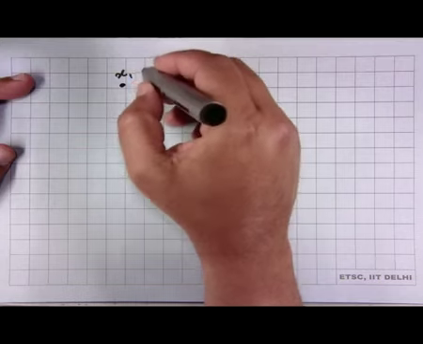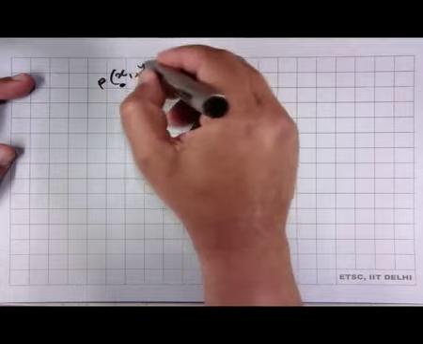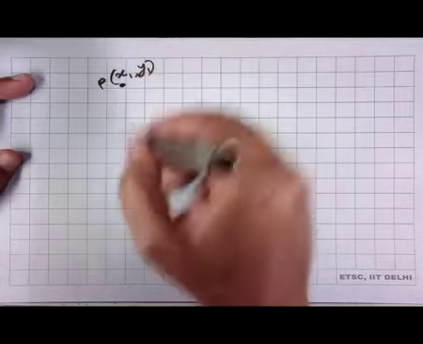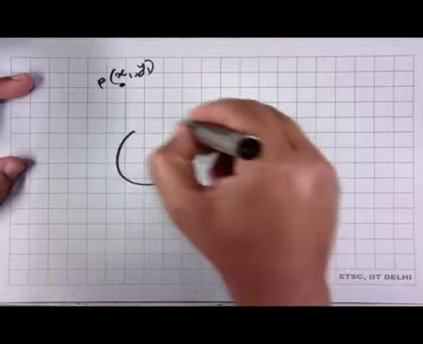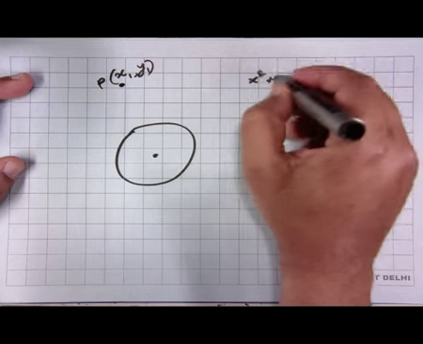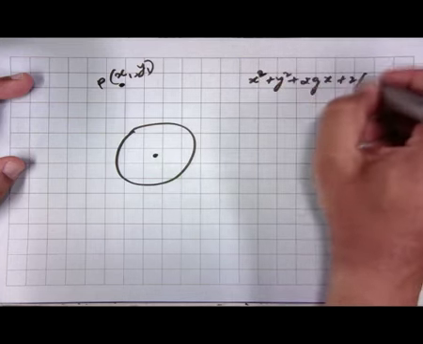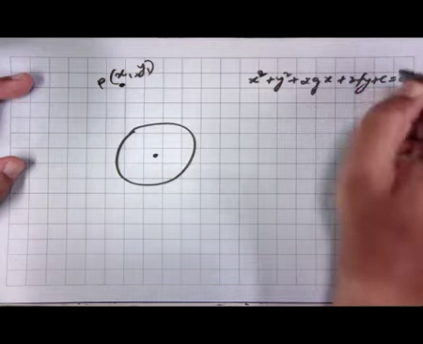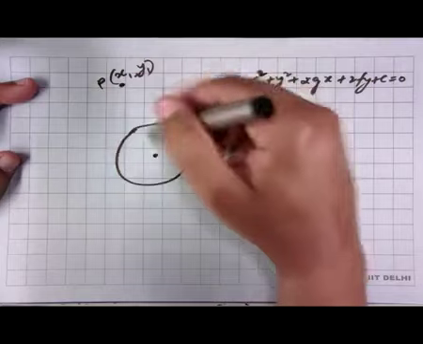we are given a point P having coordinates x1 y1 and a circle whose equation is also given to us. Let us say that this point P is outside this circle.